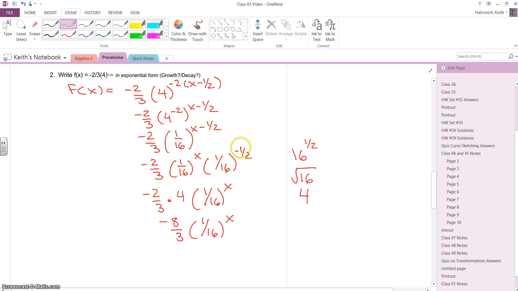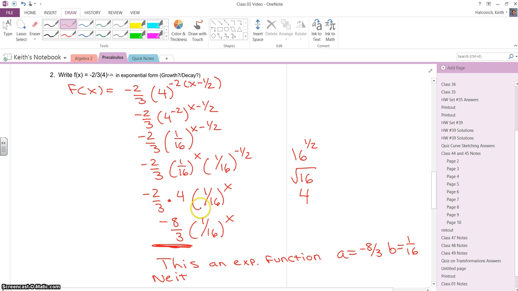Now, you might think this is a decay function, but if you notice, the a term is not greater than 0. So this is an exponential function, because the a is equal to negative 8/3 and the b is 1/16. However, it's neither decay nor growth, since a is less than 0.